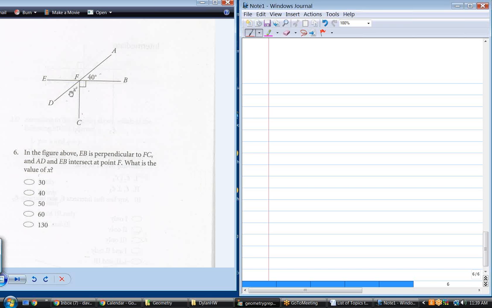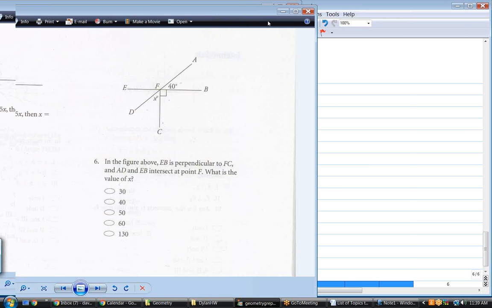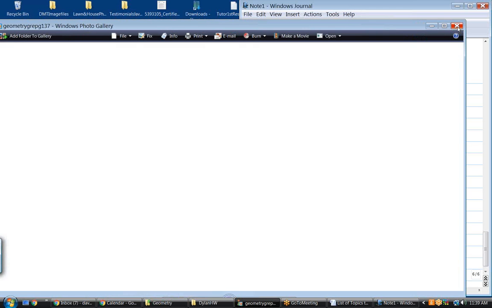The only thing that's not labeled. So you really don't need to read any of this to know what they're asking for. Okay, so you would just do 90 minus 40 to get X. So that'd be 50. Is that right? Okay, cool.